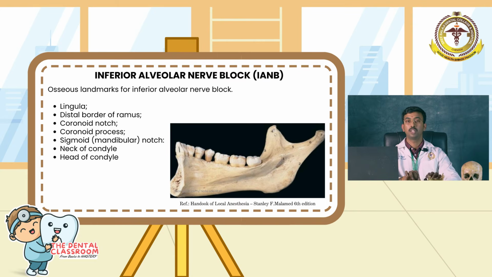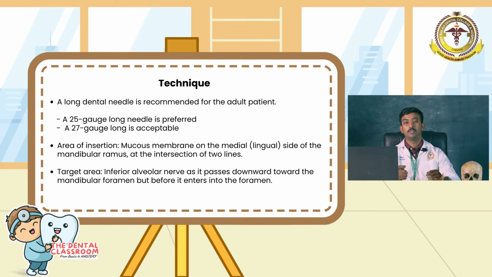Next point which we have to remember is area of insertion. It is the point where the needle is penetrated, and the target area is the point where the needle is stopped and the local anesthetic solution is ultimately injected. So, the area of insertion for this technique is the mucous membrane on the medial side of the mandibular ramus at the intersection of two imaginary lines. One is a horizontal line, another one is the vertical line. For this technique, a 25 gauge or 27 gauge long dental needle is preferred.